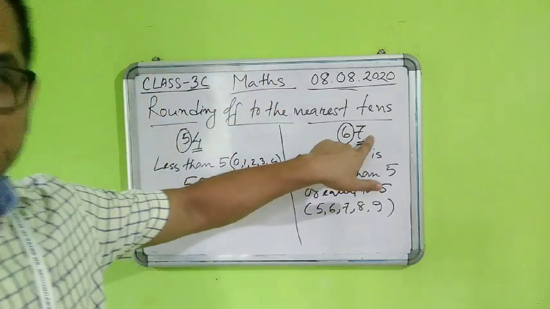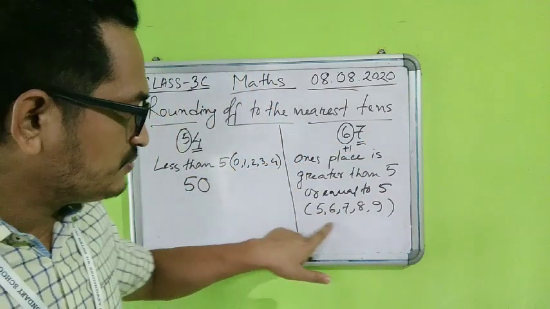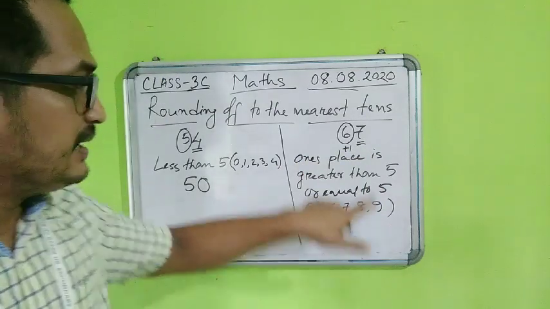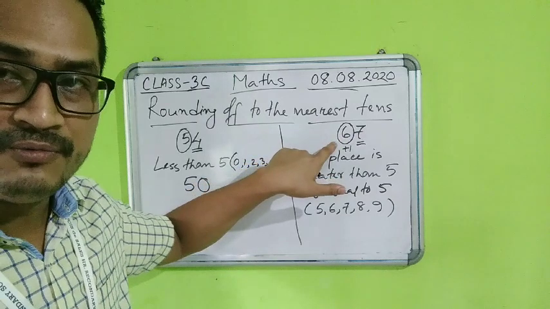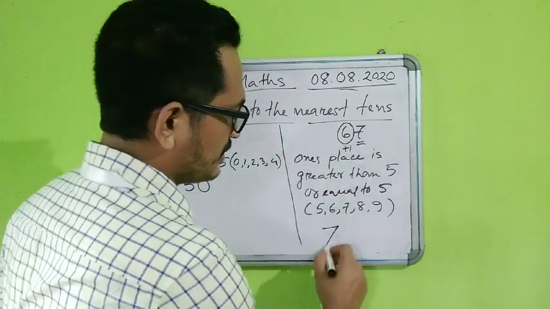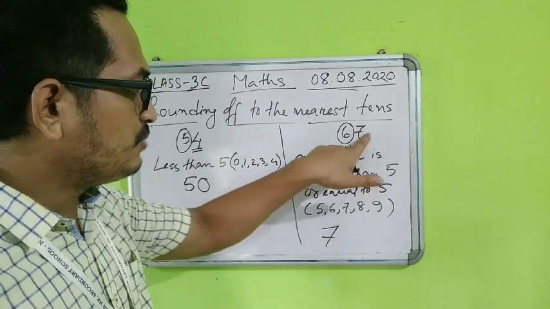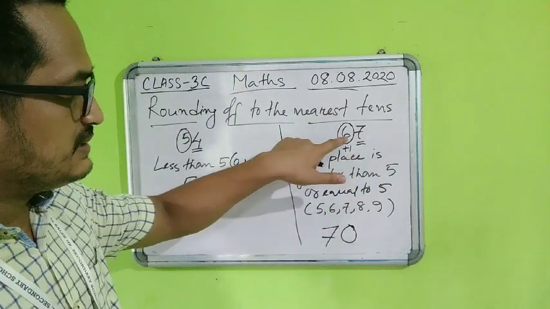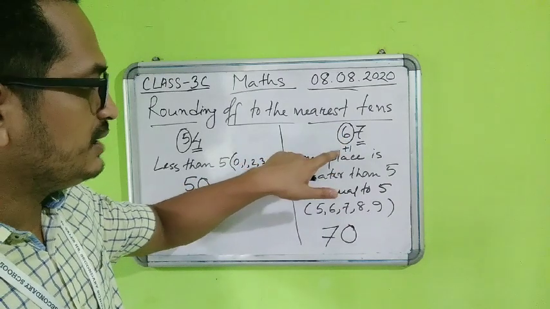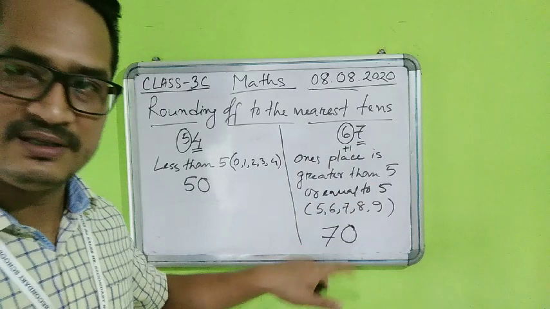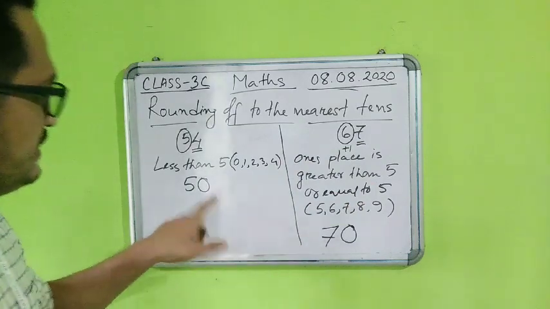So if the ones place digit is any one of 5, 6, 7, 8, 9, then you will add 1 to the tens place digit. It is 6 here, so 6 plus 1 becomes 7, and the ones place digit you will change to 0. Suppose this is 8, then 8 plus 1 is 9 here, and the ones place will obviously be 0 here also and here also.